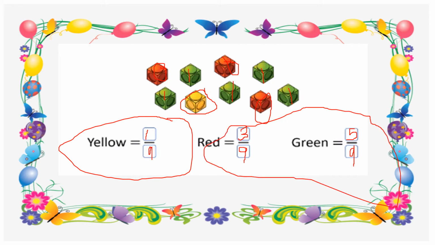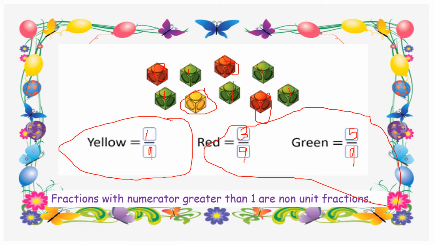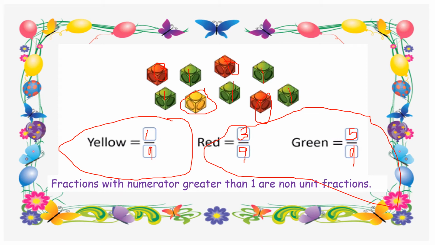As you can see, their numerators are greater than 1. So what does this tell us? Fractions with numerators greater than 1 are non-unit fractions. Fractions with numerators greater than 1, like what we have here, 3 and 5, are non-unit fractions. So a unit fraction is a fraction with 1 as the numerator, while a non-unit fraction is a fraction with the numerator greater than 1.